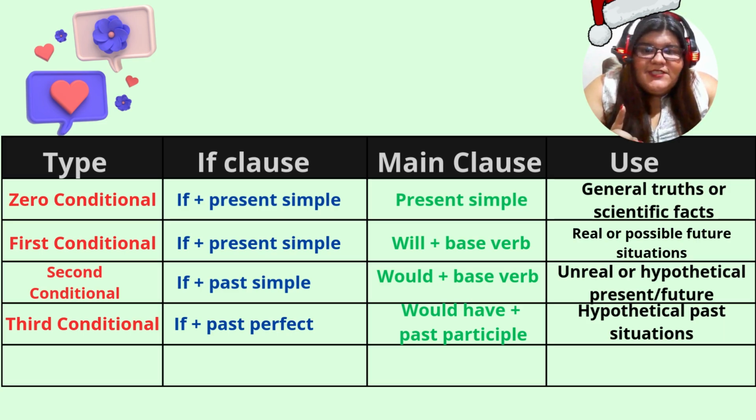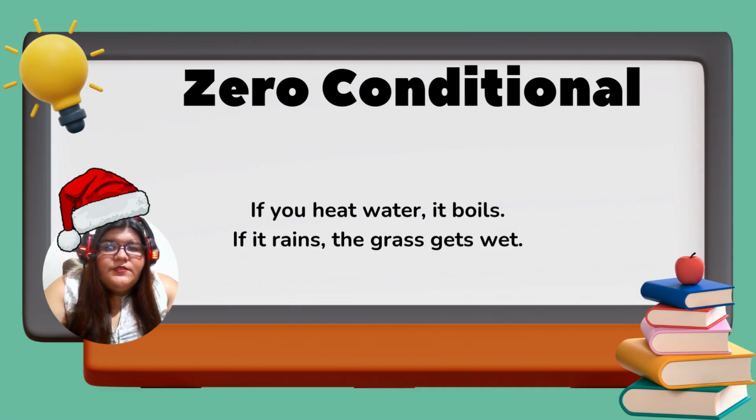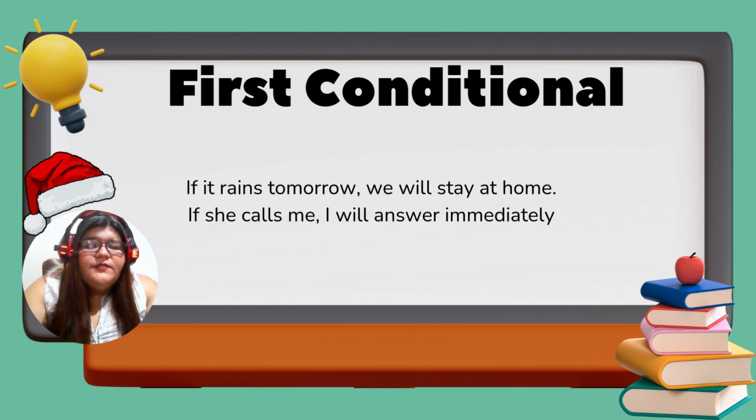But let's see more examples of each one. So we have here some examples with the zero conditional. If you heat water, it boils. If it rains, the grass gets wet. Then we have here the first conditional. If it rains tomorrow, we will stay at home. If she calls me, I will answer immediately.